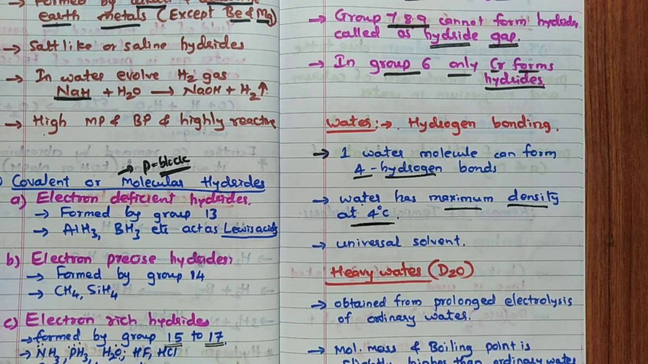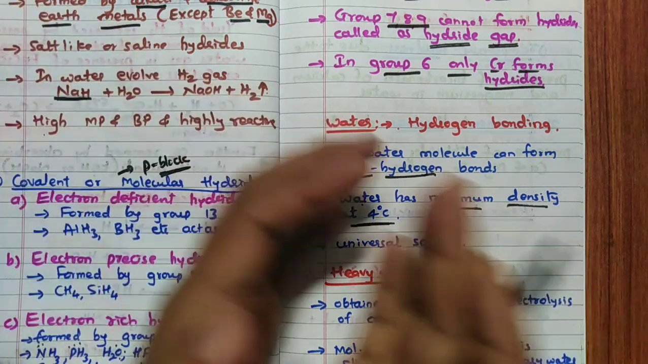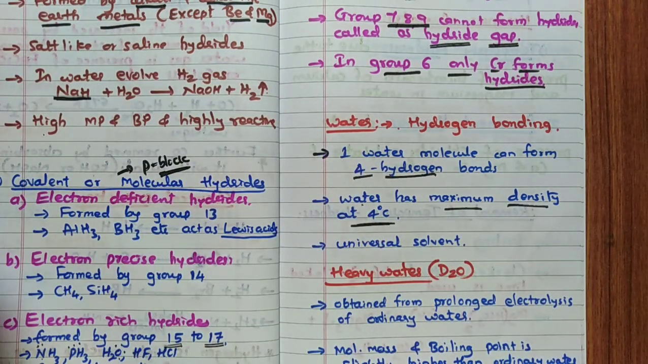Remember that also. Because at 4 degrees Celsius, hydrogen bonds are going to break, because of that reason the water molecules come very close to each other. At 4 degrees Celsius, water will have maximum density. And it is a universal solvent, which has a very high dielectric constant, hence it is a very good universal solvent, we can call it.